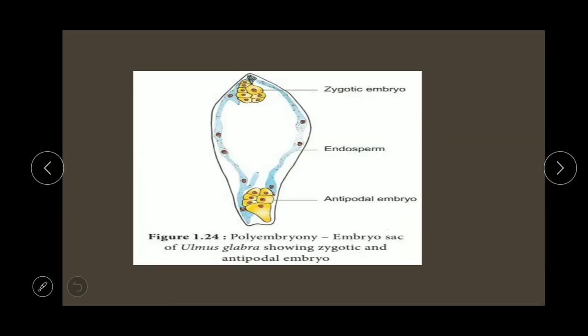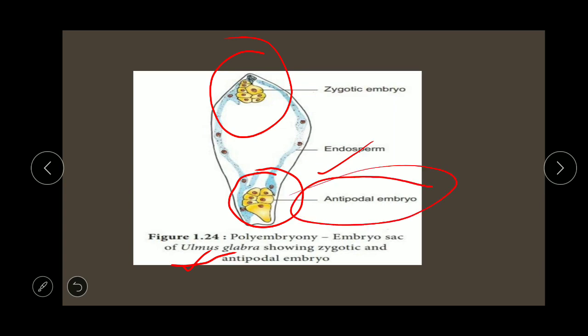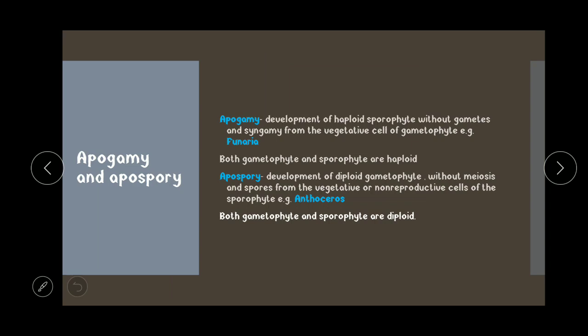Now you can see the diagram, polyembryony, embryo sac in Ulmus glabra. Okay, this is the name of the plant. Here they are zygotic embryos. We have seen the cell other than the egg cell may form into embryo. So here the antipodal cell, as a general rule, the antipodal cell must undergo degeneration to provide nourishment to the developing embryo. But here the antipodal cells are developing into embryo. So this is also a type of polyembryony, and this is occurring in Ulmus glabra. More than one embryo is formed due to involvement of antipodal cells to form embryo.